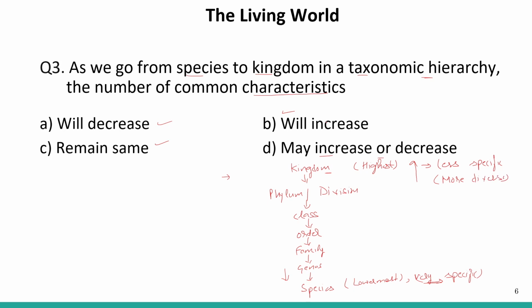Alright. Now you know that kingdom includes many phyla. Suppose we talk about the kingdom Animalia. Okay, so kingdom Animalia includes many phyla, meaning it is very diverse. It includes many phyla, comprising of animals.